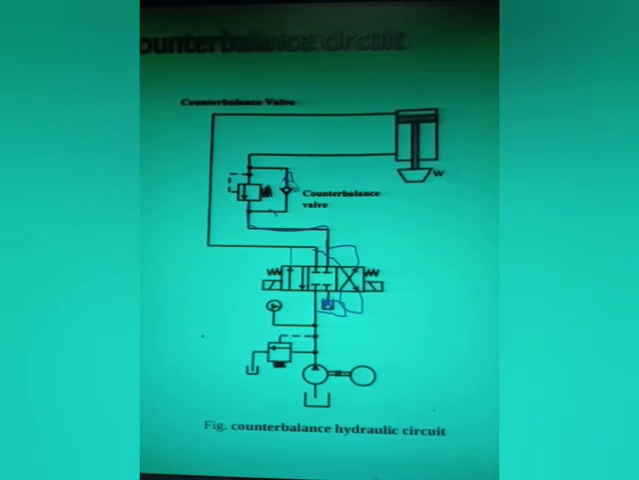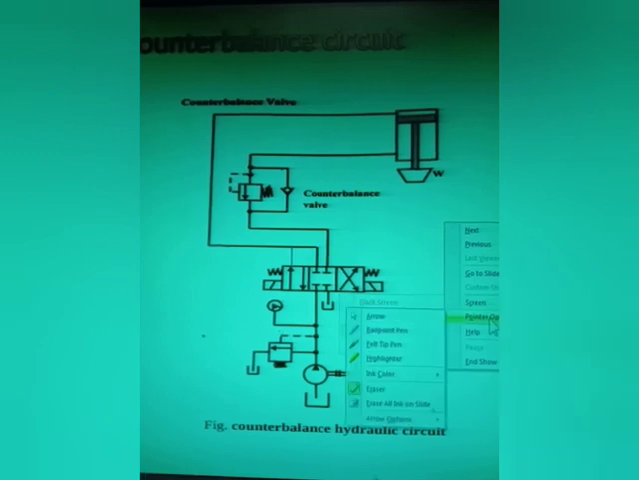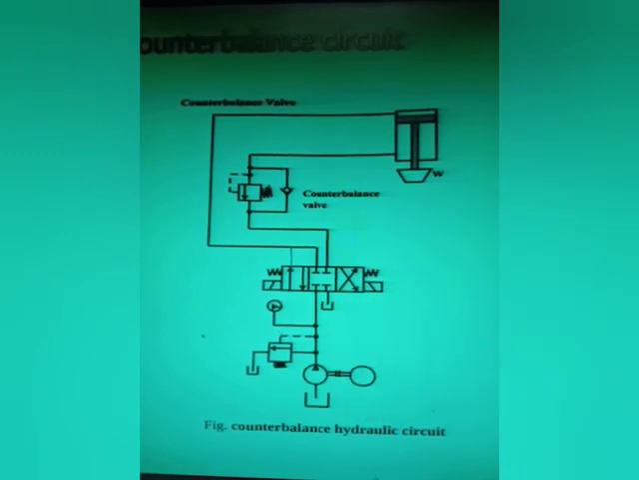Now suppose in this line I remove everything and I connect the first position. So when I connect the first position, what will happen? In the first position, the pump is connected to the A port of the actuator. From here the oil will move to the actuator. Free flow of the oil will take place. It will go to the actuator and it will start coming downward.